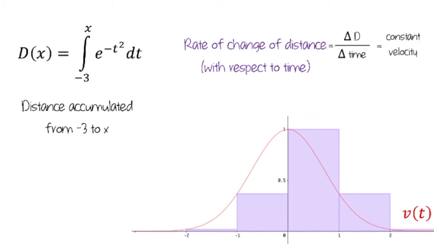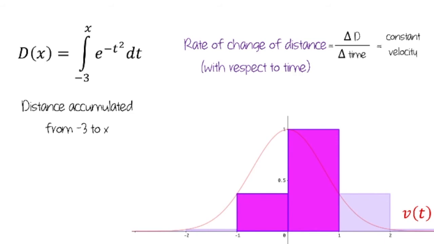Let's take a closer look at what this means. If we start at -1 seconds and imagine the value of x increasing, how quickly are we accumulating the area? For this bar, its height tells us how quickly we're accumulating the area as we increase x. So the value v of t tells us the rate of change of distance as we increase x. Similarly, if we keep increasing the value of x, now we're accumulating area at a much faster rate. Once again, the value of v of t tells us the rate of change of distance as we increase x.